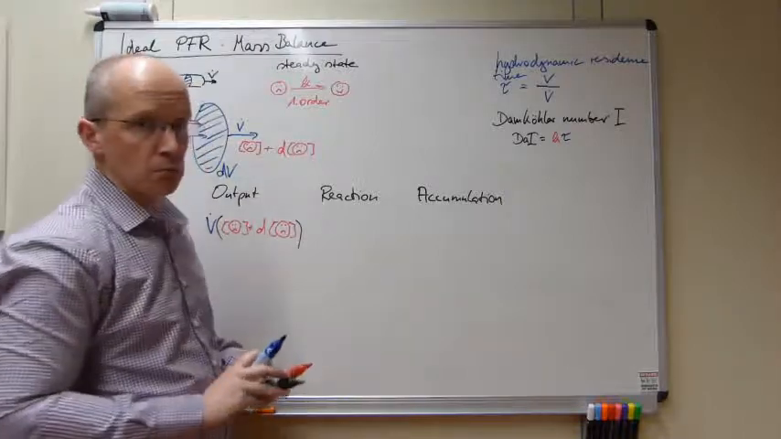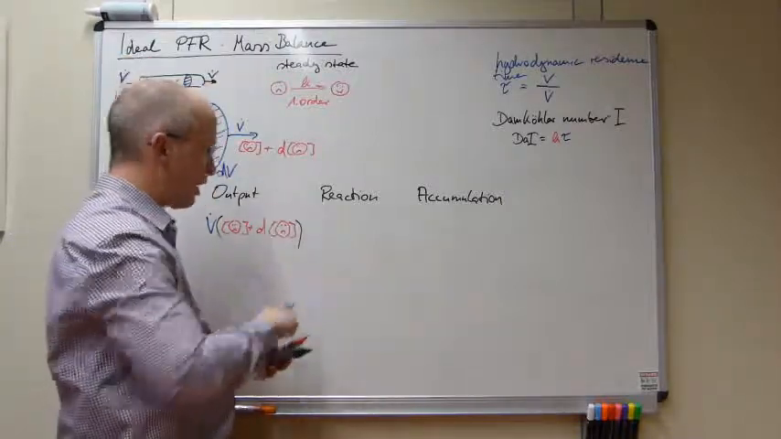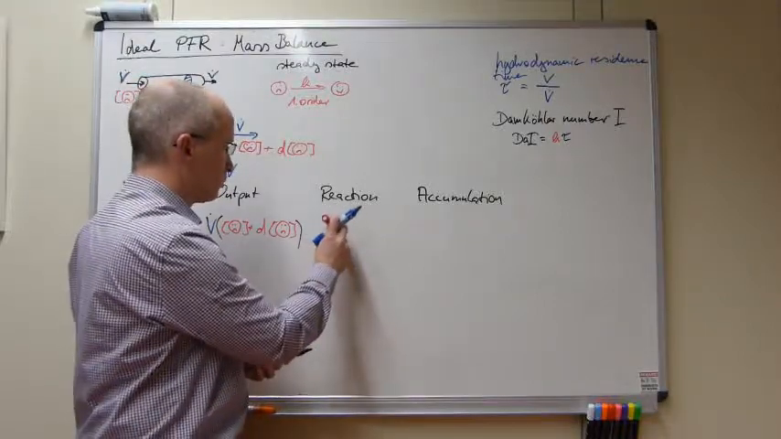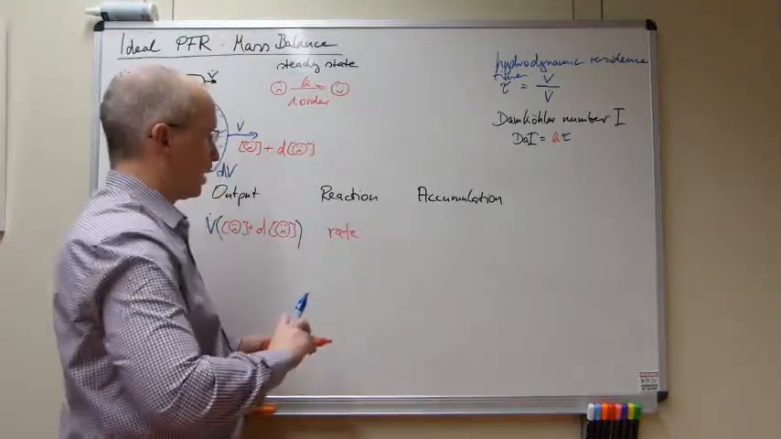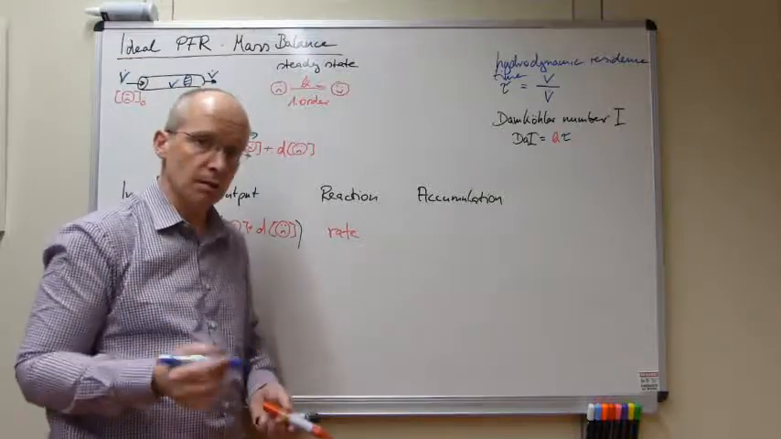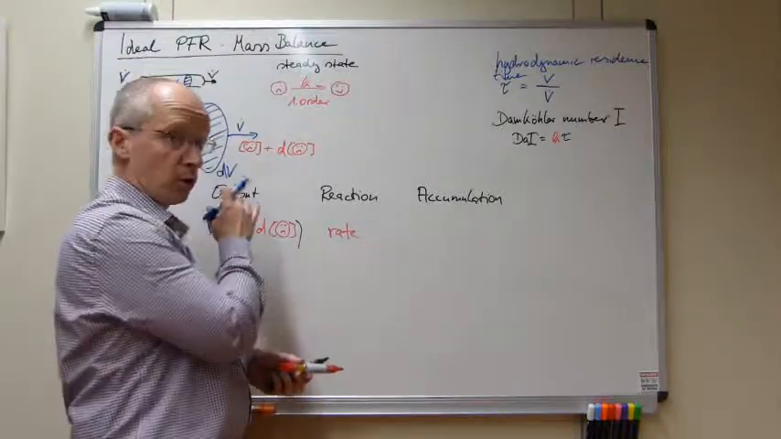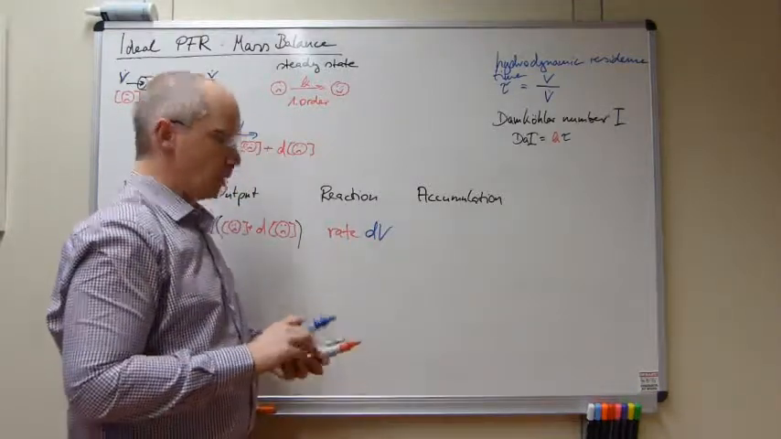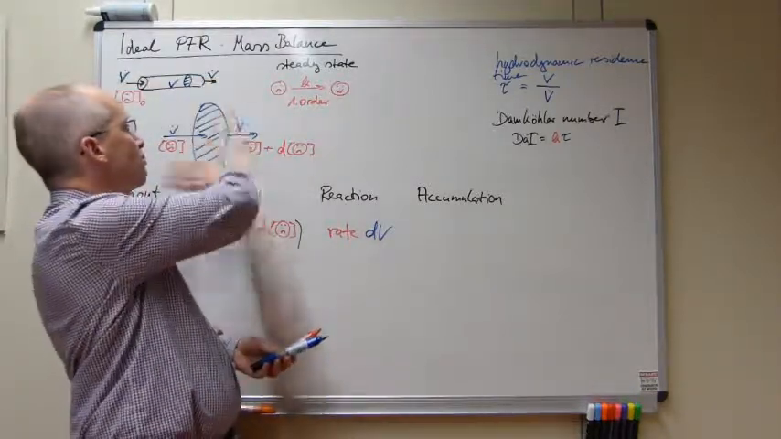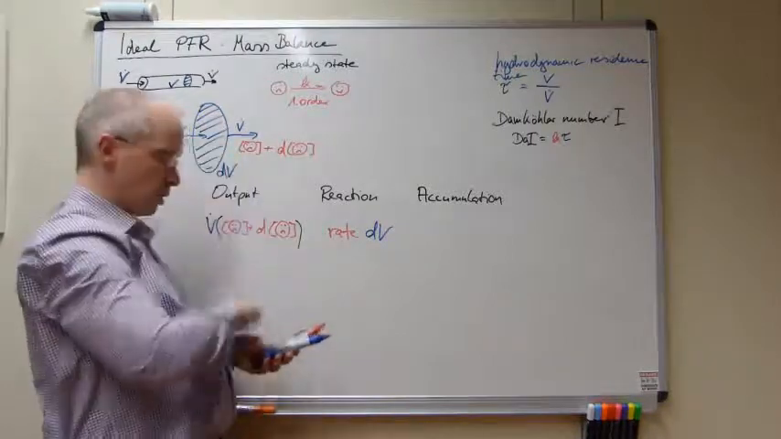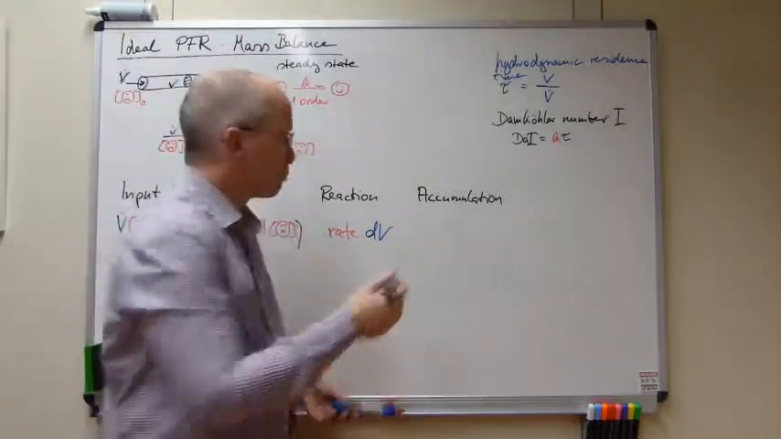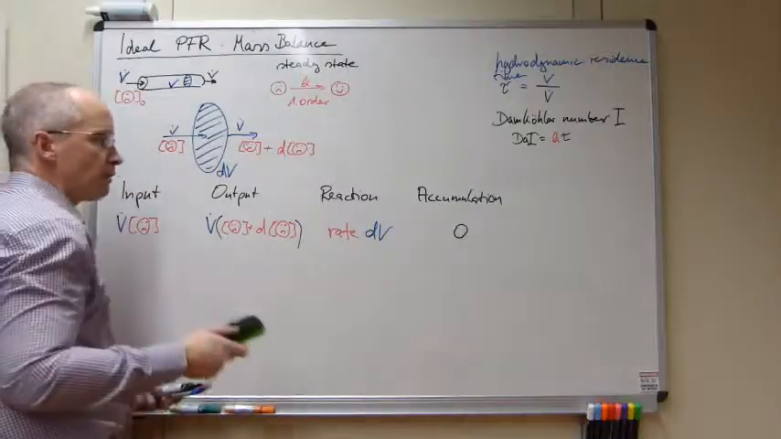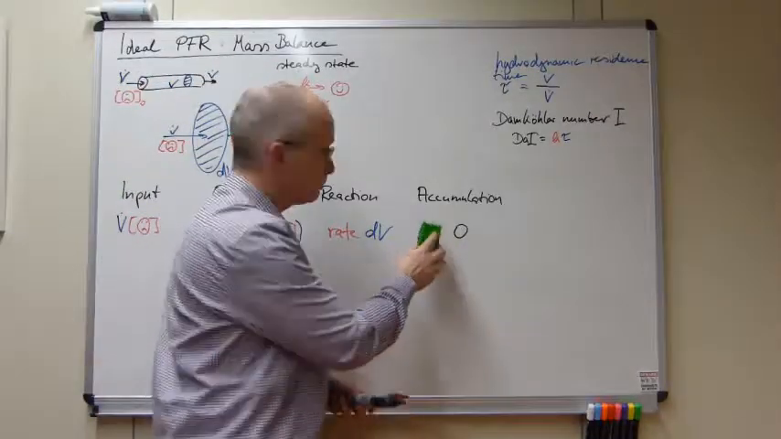Again, you can choose to make this rather generic. We say, okay, this is the reaction. So we could say, okay, there's a rate. And this will take place in this infinitesimally small volume element. So this will be dV. And as we have perfect mixing within this cross-section, accumulation will be 0. So, to be more specific, we can forget about accumulation.